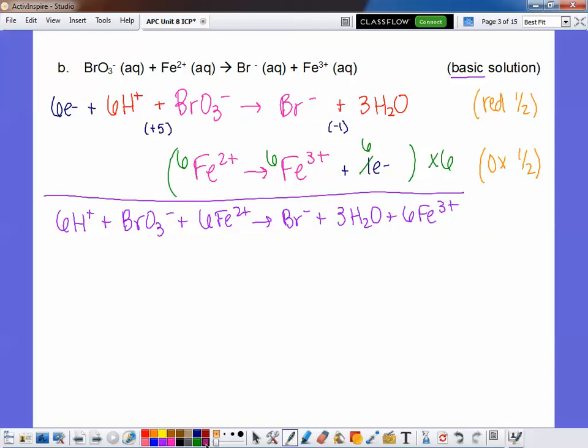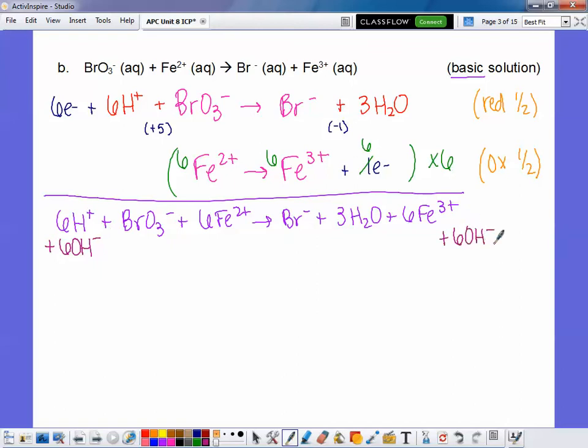All right, so now in order to make this basic, we are going to add what type of substance? OH-, hydroxide. We're going to add as many hydroxides as we have H pluses, but we're going to have to add that to both sides of the equation. It's like in math. Whatever you do to one side, you have to do to the other. All right, so we're going to add 6 hydroxides to both sides.